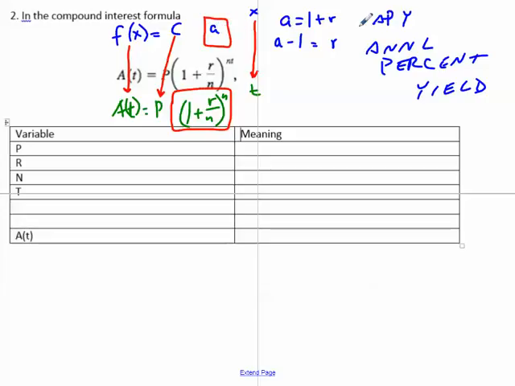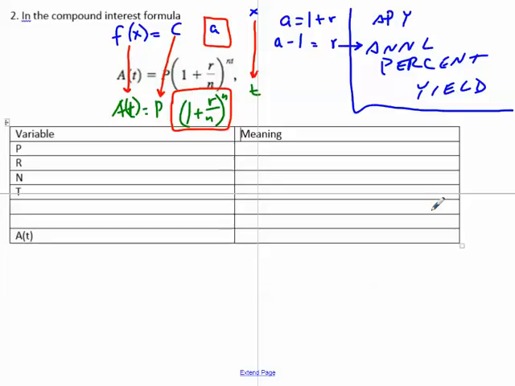So that R here in general tells us what the rate is for this exponential function. And what we're going to try and do is find what that R corresponds to. We're going to find that R corresponds to the annual percentage yield, what the actual rate of interest is for a year, including compounding interest.